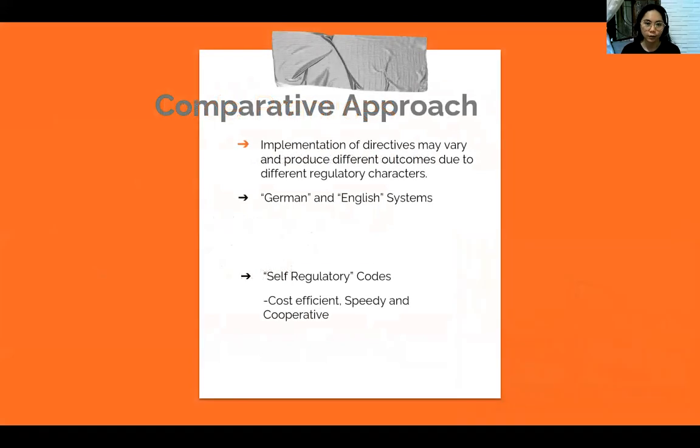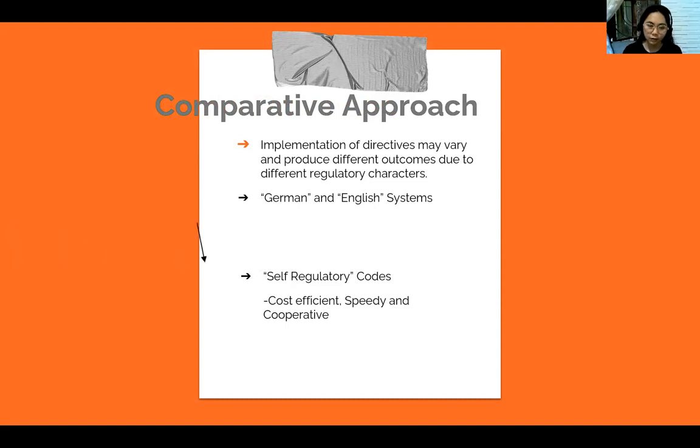All right, so let's go with the topic. Let's tackle first the comparative approach. The comparative approach is the harmonious relationship between the national law and the European law with regards to the unfair commercial practices. The implementations of these directives may vary and produce different outcomes due to different regulatory characters, namely the German and English systems. So it's these two different systems.